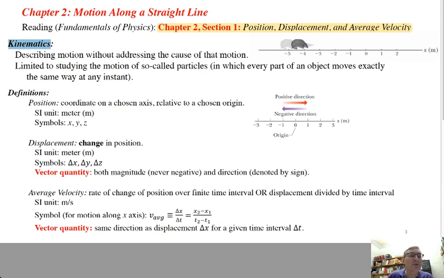In kinematics, we are describing the motion of an object without addressing what's causing that motion. We'll save the study of the cause of a motion for later on. Now we're just going to describe how a particle is moving with descriptive words.